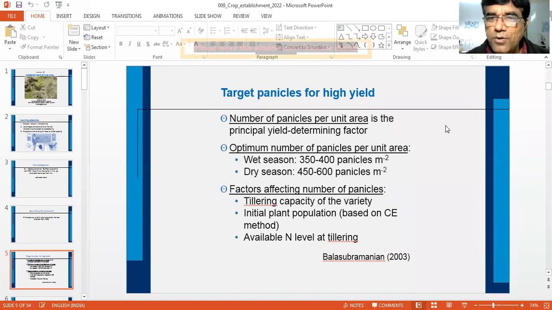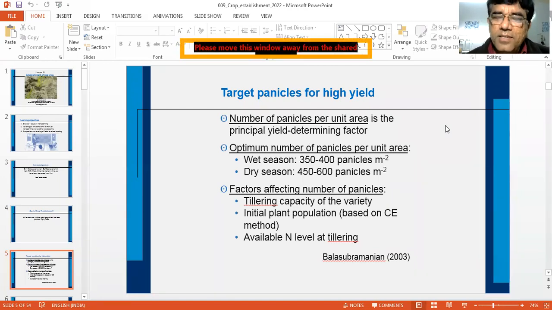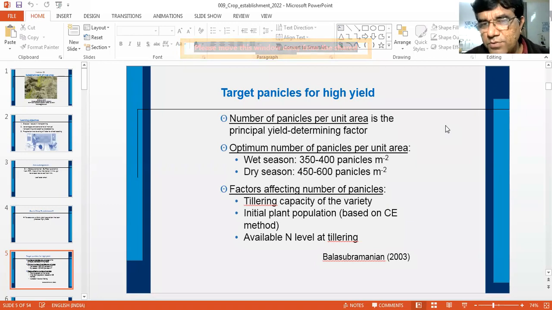Similarly, in other cereal crops also, like in wheat, it is the panicle or spike. In maize, cob, ear, and so on. Optimum number of panicles is for wet season. During wet season, means rainy season, it is 350 to 400 panicles per meter square that is ideal. But in dry season, it is 450 to 600 panicles per meter square.